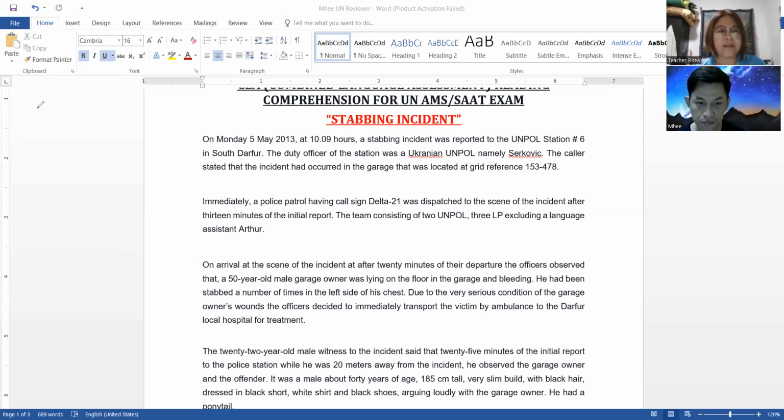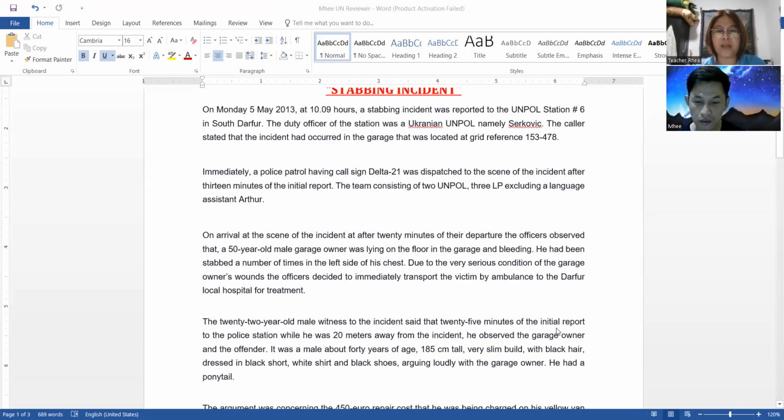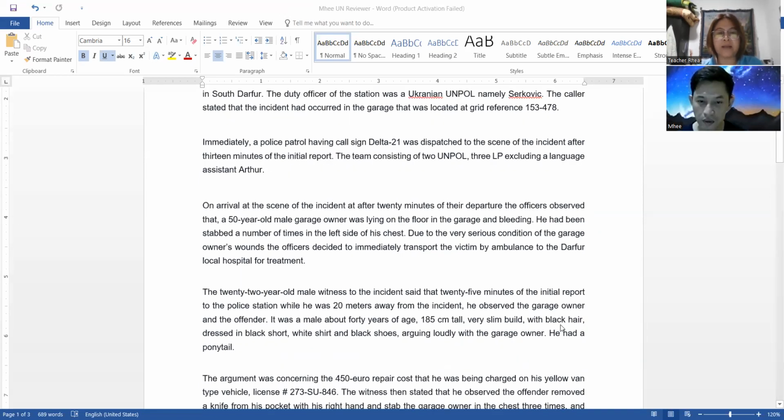On arrival at the scene of the incident 20 minutes after their departure, the officers observed a 50-year-old male garage owner lying on the floor in the garage and bleeding. He had been stabbed a number of times in the left side of his chest. Due to the very serious condition of the garage owner's wounds, the officers decided to immediately transport the victim by ambulance to the Darfur local hospital for treatment.